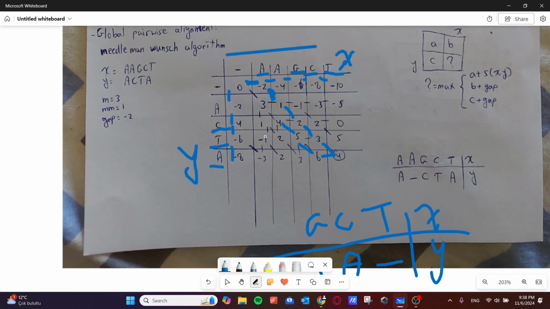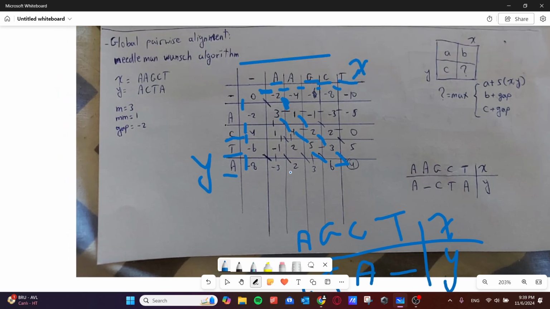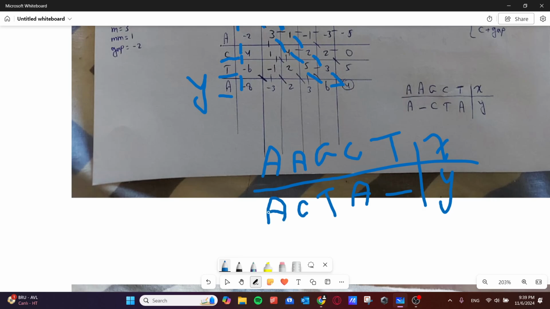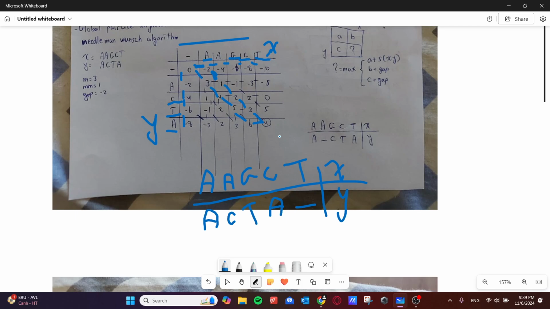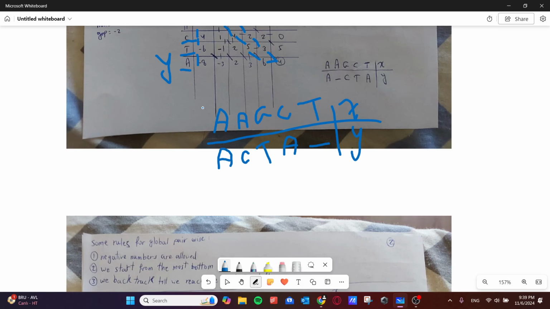Okay. Now we are in the 4. We take the diagonal again, a and c, then diagonal again, a. So how can I make sure that what I have done is true? I find the alignment score.